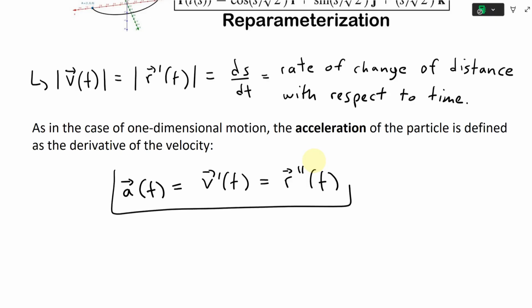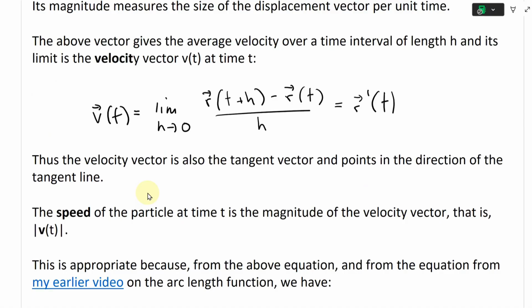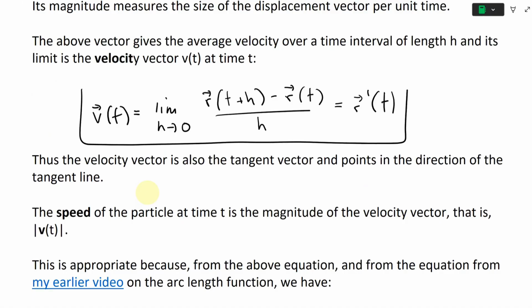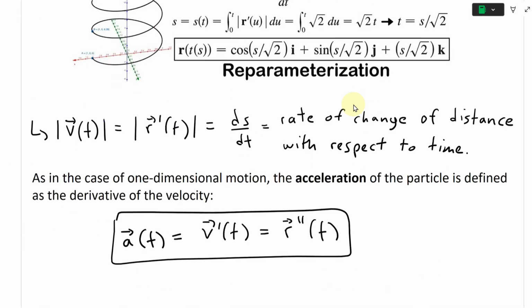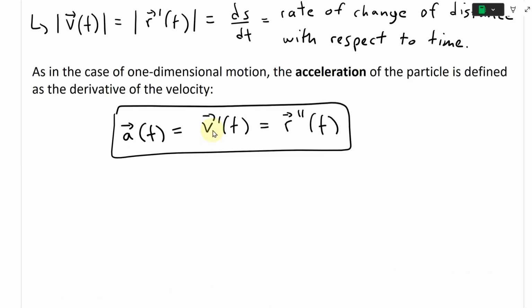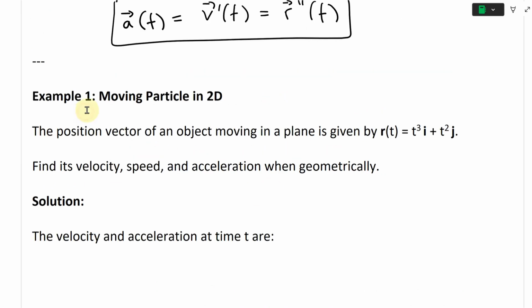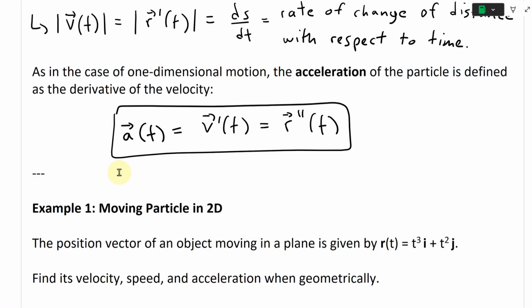I'm going to bold this because this is pretty important. So we bolded this one right here. I'm also going to bold the velocity here too, because this is a pretty big formula that we're going to be using. Velocity equals, using the definition, the derivative of the position vector, and the acceleration is defined as the derivative of the velocity, or the second derivative of the position vector. All right, and now let's take a look at an example on this.